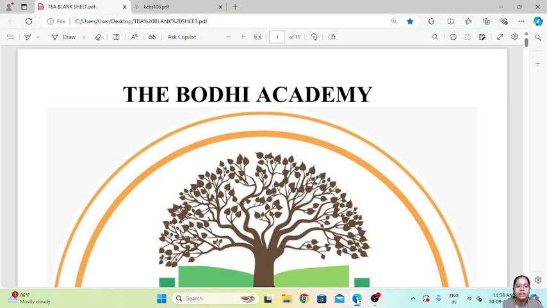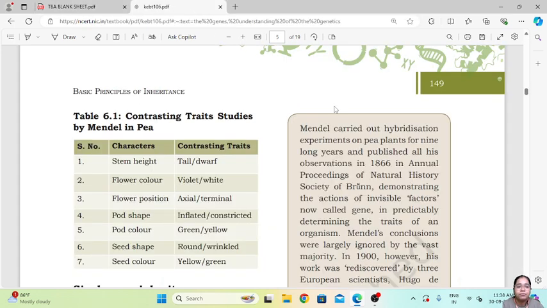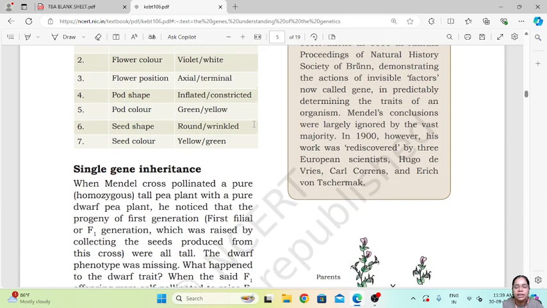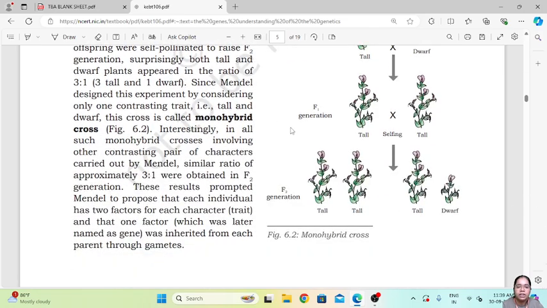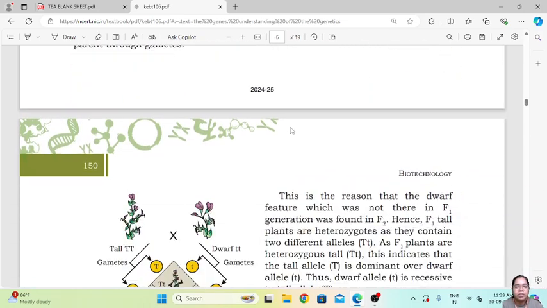My name is Shrutika and today let us continue with our chapter, Principles of Inheritance. In our last class we have seen the contrasting traits and the two laws of Mendel. Today we will study all the laws in detail. We did the monohybrid cross in our last class.